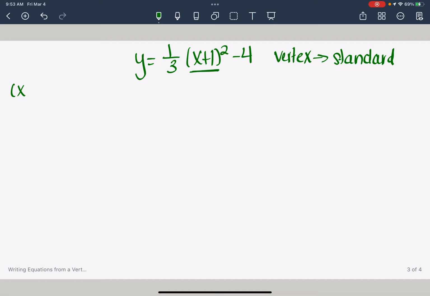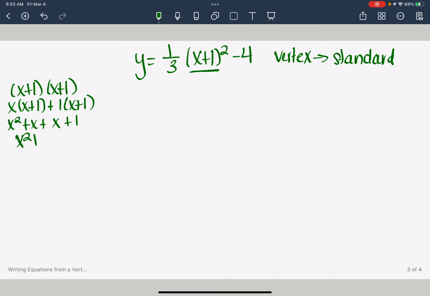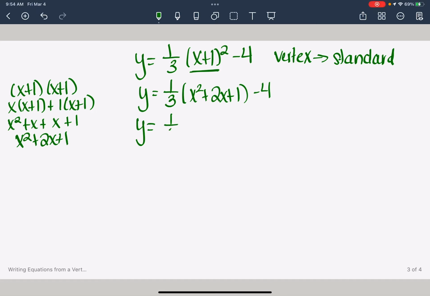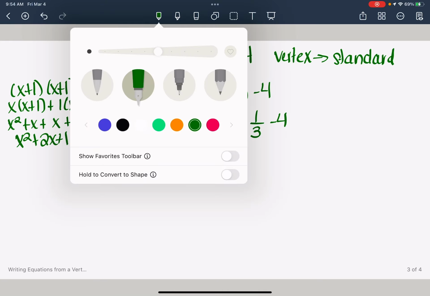So I'm going to write that off to that side. So x plus 1 times x plus 1. Remember, this is x times x plus 1 plus 1 times x plus 1. So when I distribute, I get x squared plus x plus x plus 1, which is x squared plus 2x plus 1. So this gives me y equals 1/3 times x squared plus 2x plus 1 minus 4. So now I distribute that 1/3, so I get 1/3 x squared plus 2/3 x plus 1/3, and then I have that minus 4.